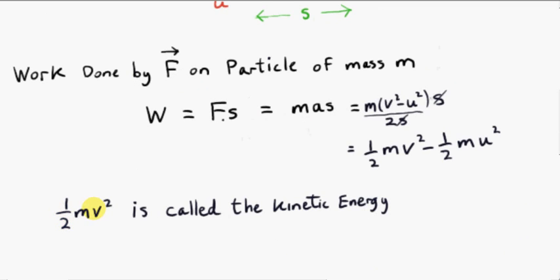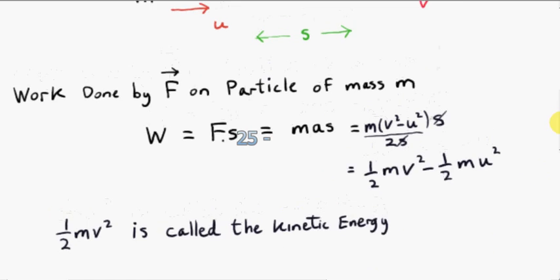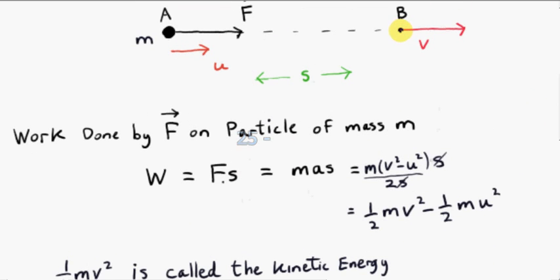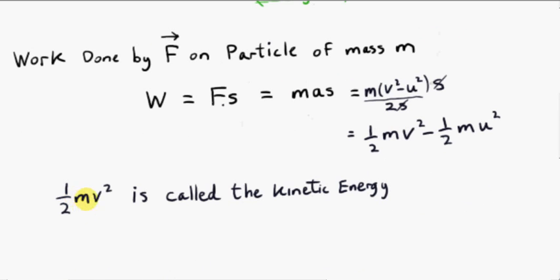Now, a half mv squared is called the kinetic energy of the particle. Actually, in this case, it's the final kinetic energy of the particle. It's the kinetic energy of the particle when it reaches point B. You can see that the kinetic energy is proportional to the mass. I'll just write K for kinetic energy. K is proportional to m. So if we double the mass of a particle, we double its kinetic energy. We can also see that K is proportional to the square of the speed.